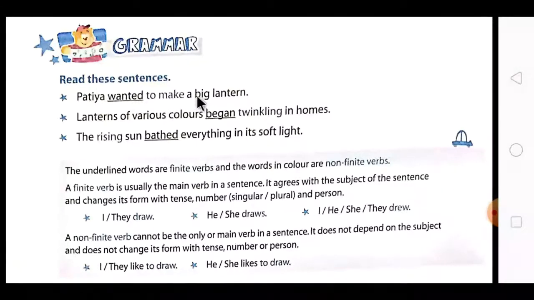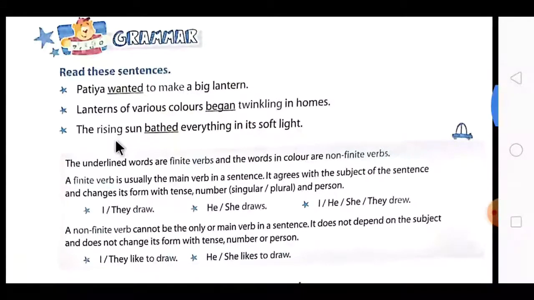Patia wanted to make a big lantern. The second one is: lanterns of various colors began twinkling in homes. The third one is: the rising sun bathed everything in its soft light. Now dear students, you can see some words are underlined in all the three sentences and some words are highlighted with a different color.